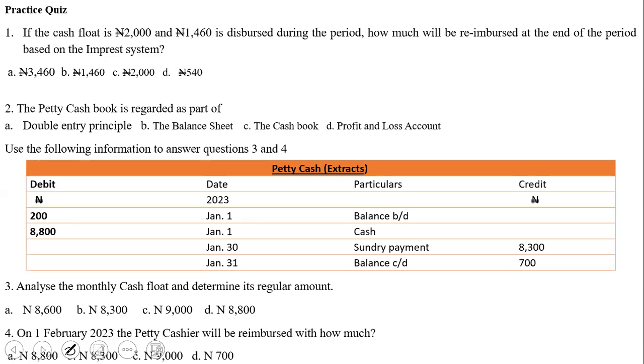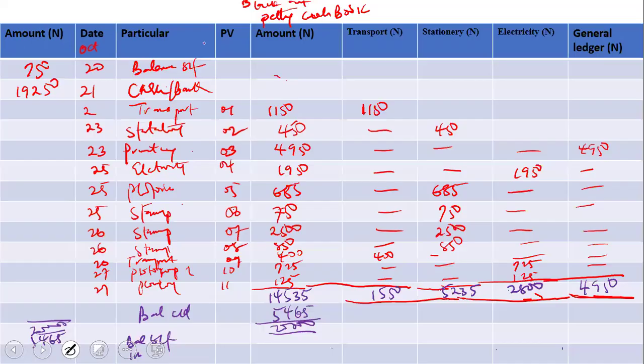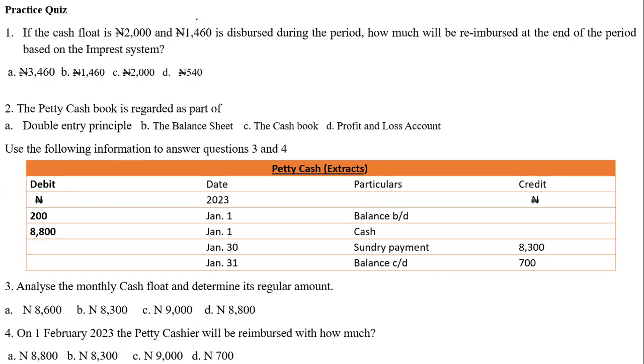Now, all these you can also see as we have done earlier. So I want us to quickly look at this quiz, and this will guide us to prepare for what we have, because I want to make sure that we are able to look at this and then also do that. Like I said, this module is focused on the single and double entry, cash book, and then petty cash. So for example, if the cash float of 20,000 and 14,460 is disbursed during the period, how much will be reimbursed? Remember, we just did something very similar. I said, whatever is the amount that has been spent will be reimbursed.